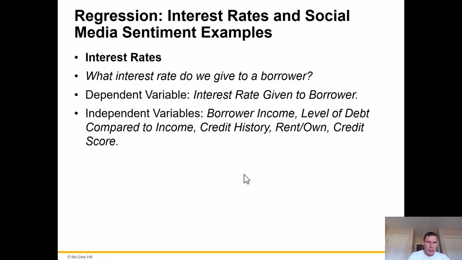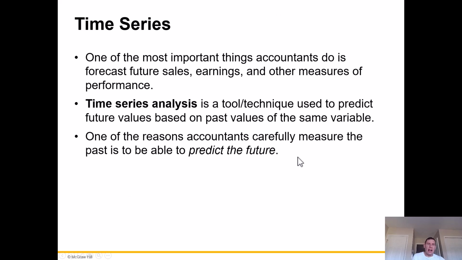Another example would be interest rates and social media sentiment examples. So what interest rate do we give to a borrower? The dependent variable would be, of course, the interest rate given to the borrower. The independent variables, there'll be a lot more than this, obviously, could be thousands, but some we might choose to study could be borrower income, the level of debt compared to income, credit history, rent versus own, and credit score. And then time series.